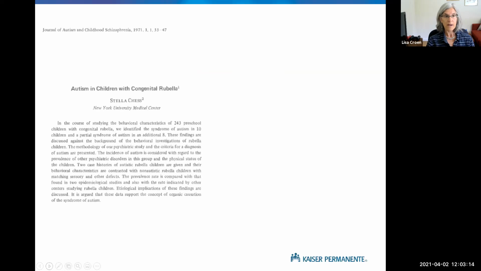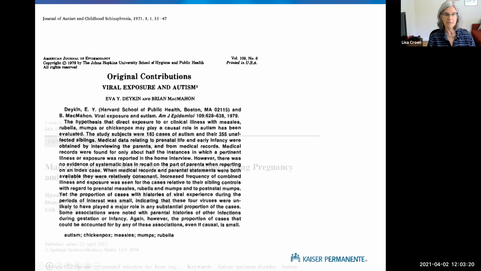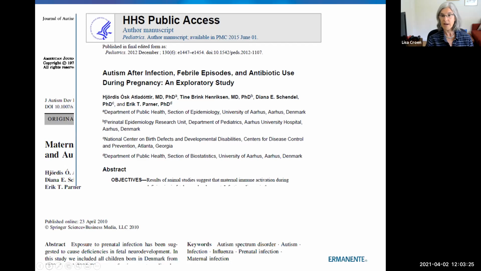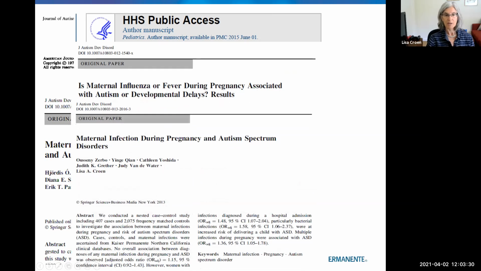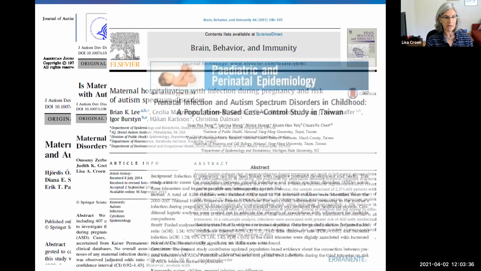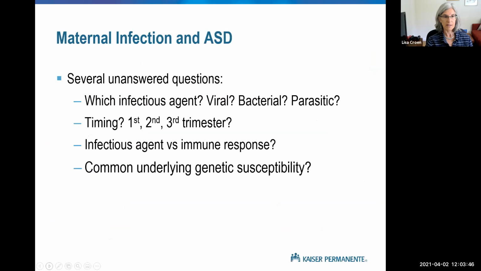So one of the so-called environmental factors that has been shown to be associated with increased risk of autism is maternal infection during pregnancy. I'm just flashing up here many studies that have been published looking at infection during pregnancy from different angles. As a body of literature, there's pretty strong evidence that there is some association between maternal infection and autism, but there are still a lot of unanswered questions, some of which I've listed here.